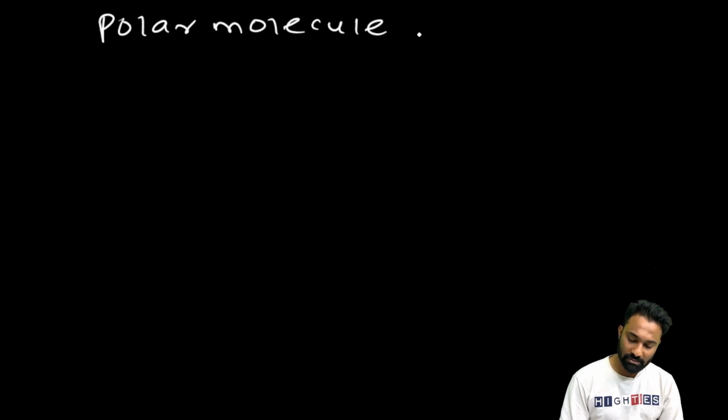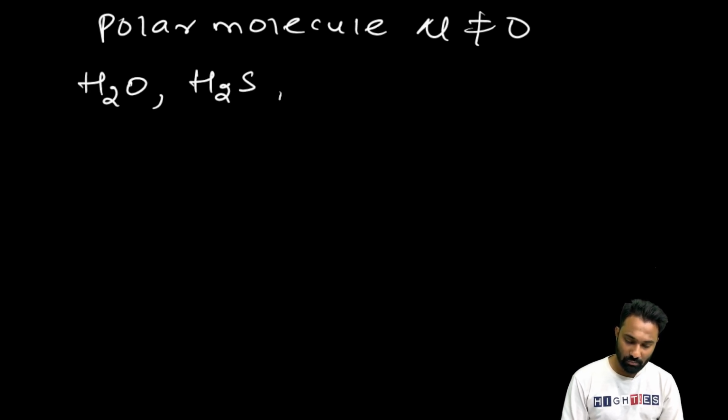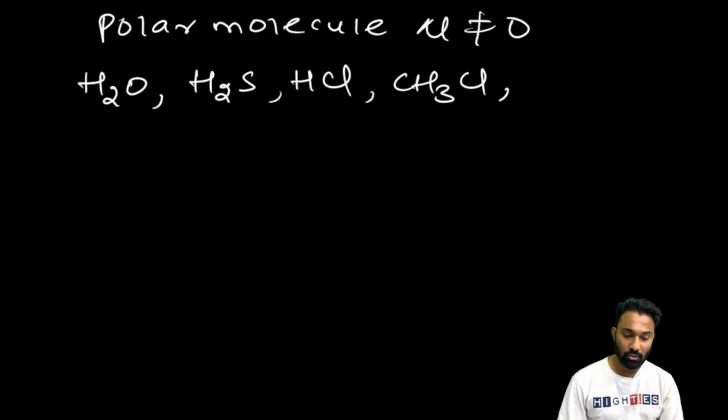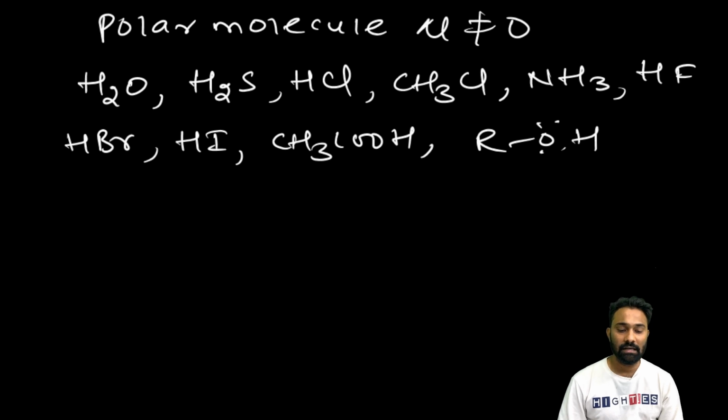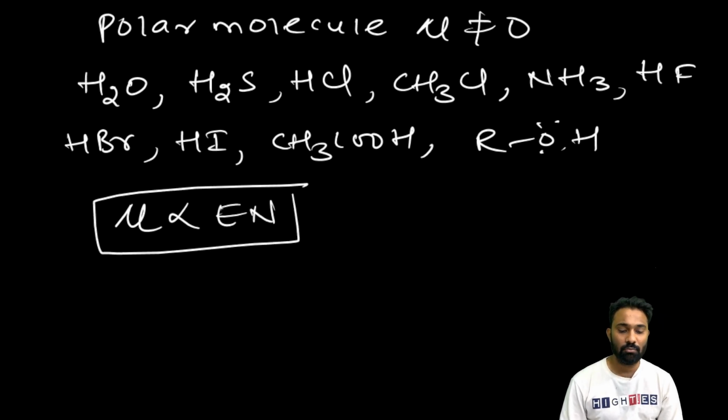First, polar molecules means dipole moment not equal to 0. Example, H2O is a polar molecule, H2S is a polar molecule, HCl is a polar molecule. Clear? Now CH3Cl is a polar molecule. Clear? NH3 is a polar molecule, HF is a polar molecule, HBr is a polar molecule, HI is a polar molecule, acetic acid is a polar molecule. Clear? Now alcohol is a polar molecule. Done? Now dipole moment is directly proportional to the electronegativity. Clear? If the electronegativity increases, dipole moment increases.